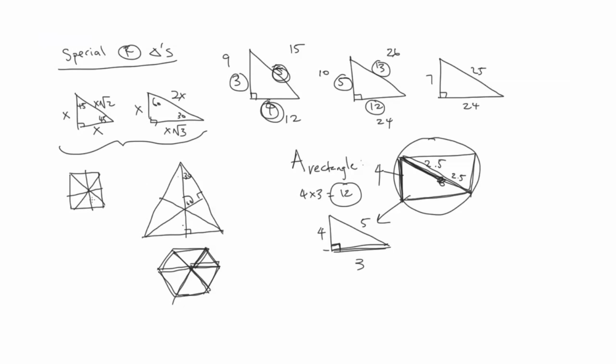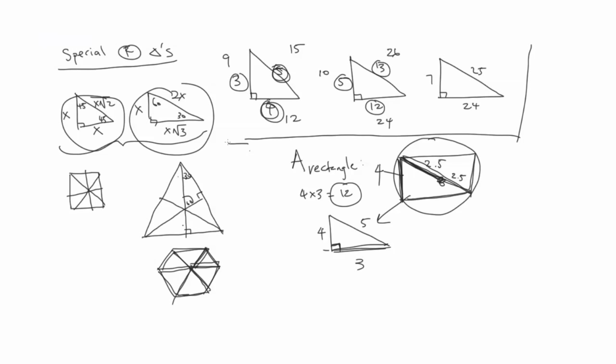When you have a square, you probably want to be breaking that up into 45, 45, 90 triangles. If you have a hexagon, you probably want to break that up into equilateral triangles. If you have an equilateral triangle, you probably want to break that up into 30, 60, 90 triangles. And for rectangles, be on the lookout and see if you could break that up into these special ratio right triangles. Again, the 3, 4, 5, the 5, 12, 13, or lastly the 7, 24, 25.